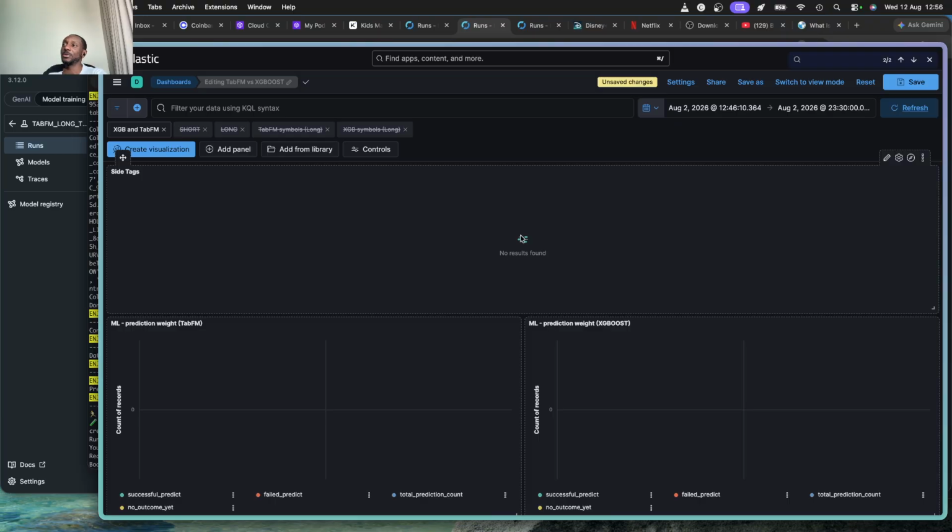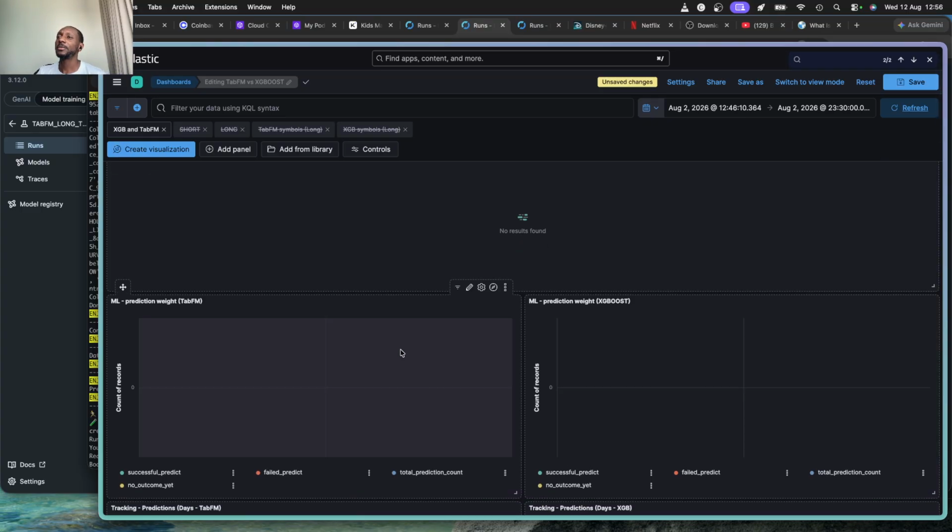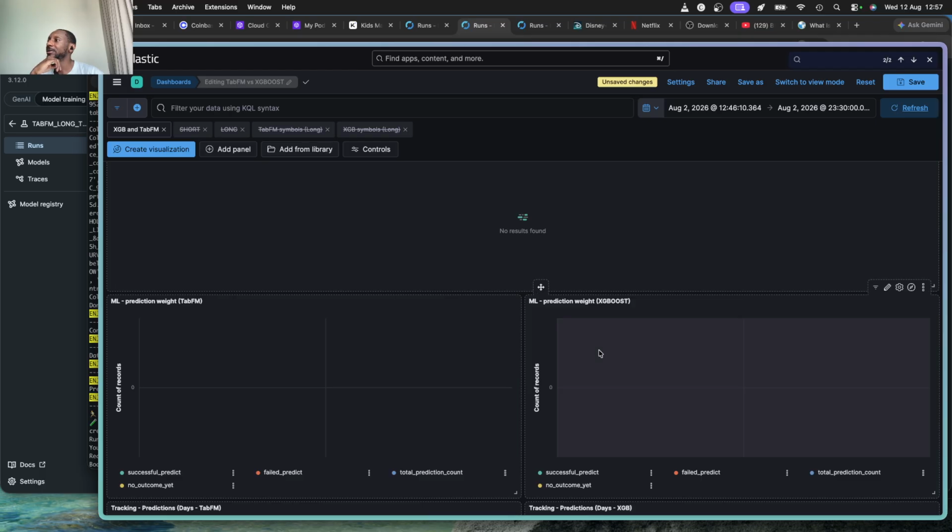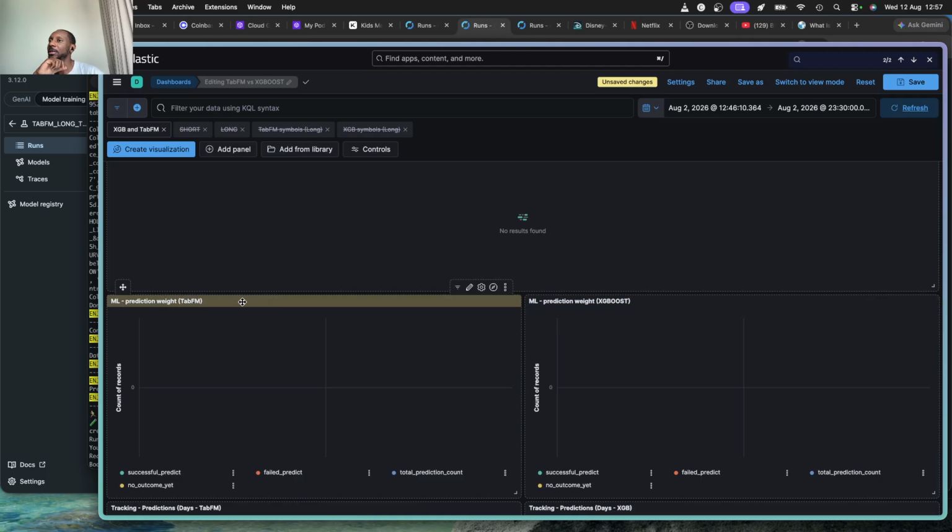On the first one, this will contain the sides, because we're doing prediction on two sides, sales and buy, so long and short. And then here we'll have the weight, in terms of how many were actually good predictions. So we predicted to win in one, so we'll see it there, both sides. Left side will be TabFM and right side is XGBoost, as you can see with the name.